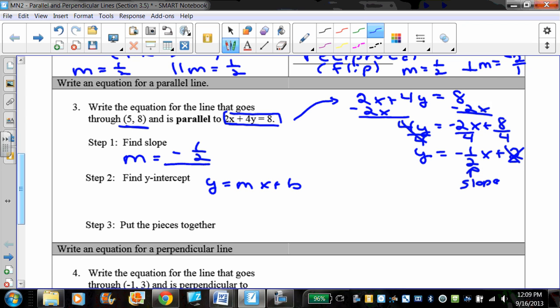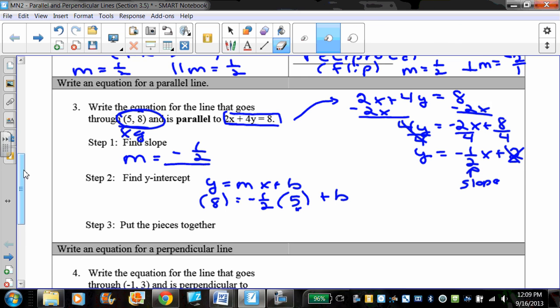We put in our point up here. Now remember, this is an xy coordinate point. So we have 8 equals the slope of negative 1/2 from step 1, and the x-coordinate is 5 from our original point, plus b. So again, this is our x point right here, and then our y point is 8.